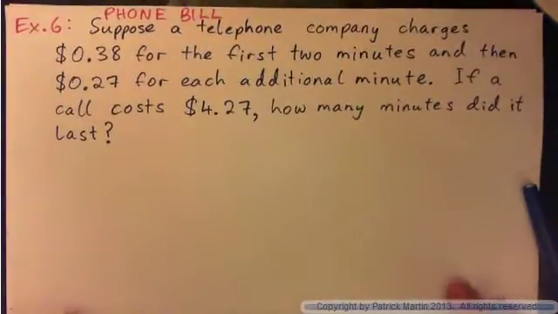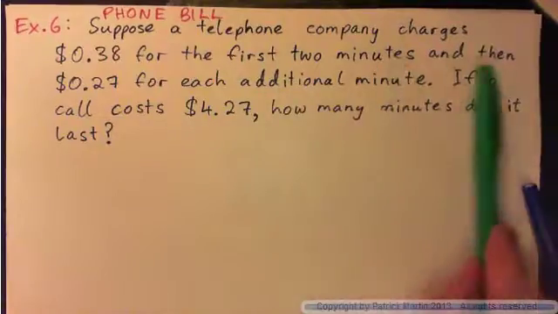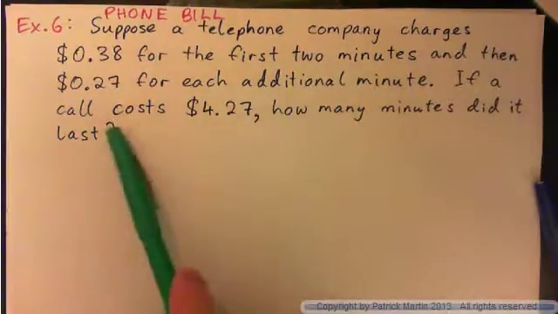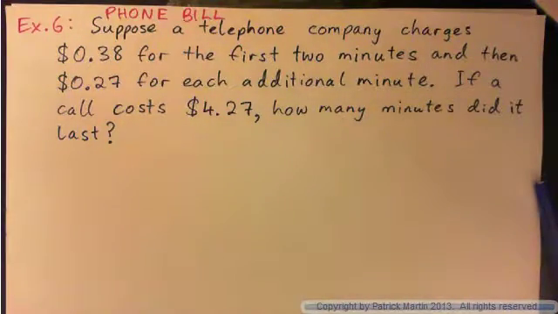Let's have a look at a phone bill. Suppose a telephone company charges 38 cents for the first 2 minutes and then 27 cents for each additional minute. If a call costs $4.27, how many minutes did it last? How are you going to figure this out?